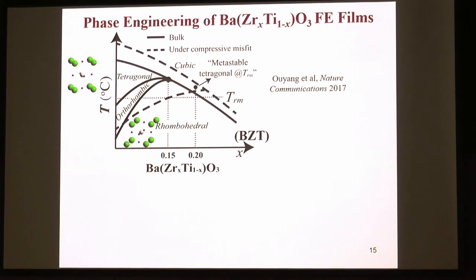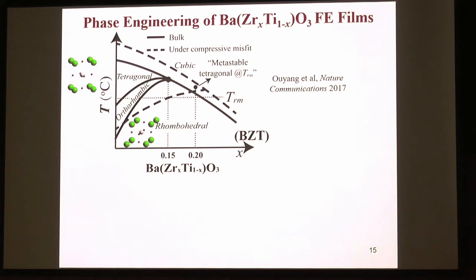But the pure barium titanate is very stable tetragonal at room temperature. It's really hard to tune it into a rhombohedral phase by simply using strain. So we think about using the power of doping. Zirconium is a bit larger B-site ion than titanium.